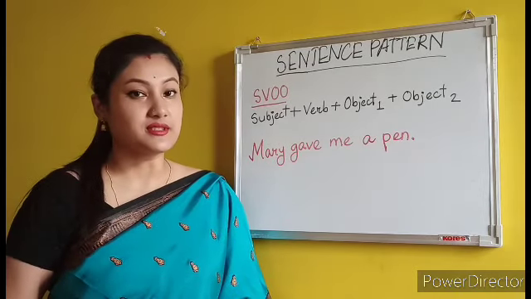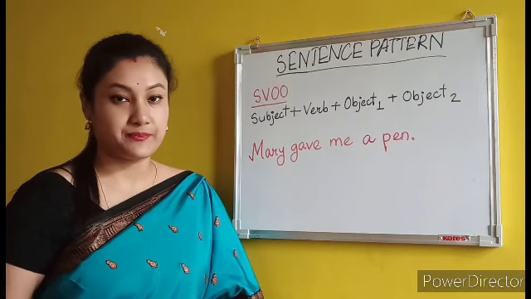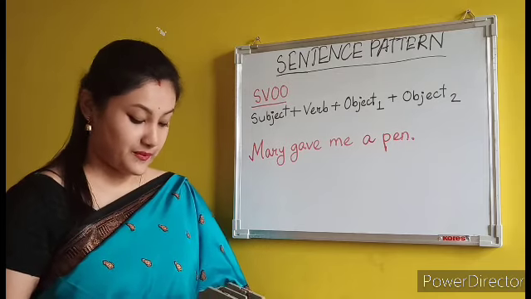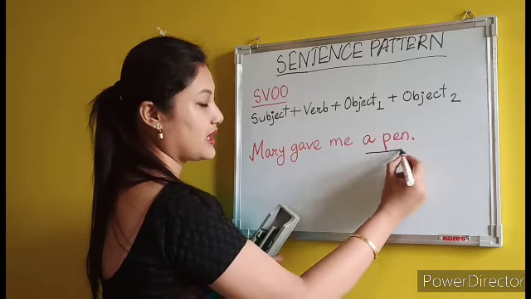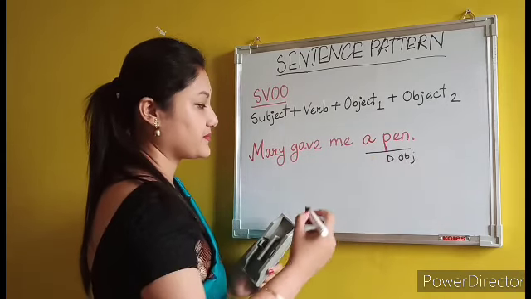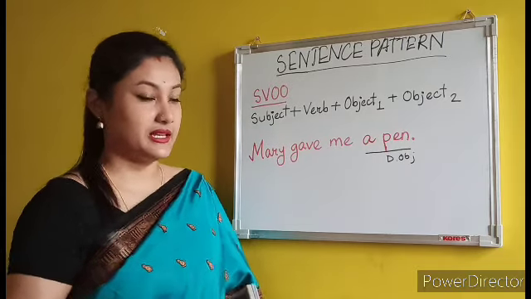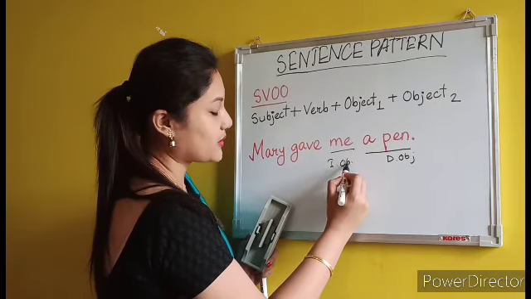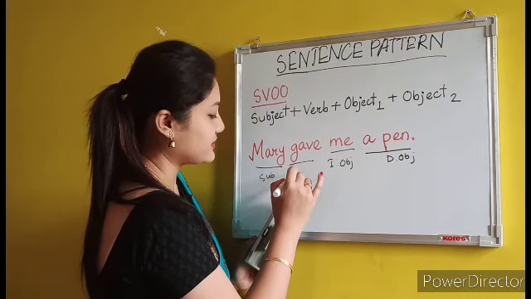So here comes another example. Mary gave me a pen. What did Mary give me? A pen. A pen is the direct object. Mary gave to whom? Me. Me is the indirect object. Mary is the subject. Gave is the verb.